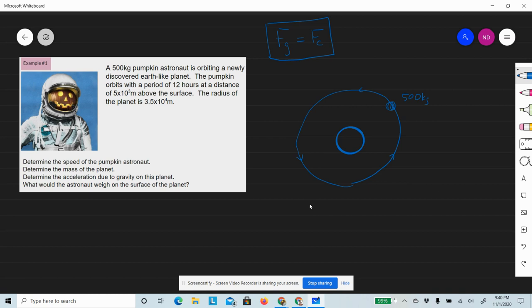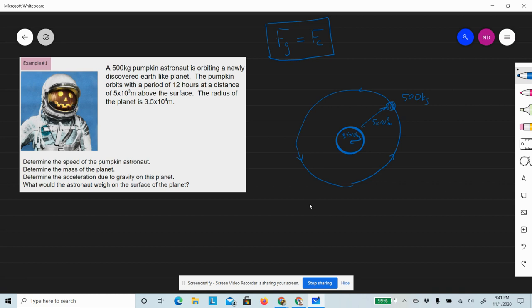And the distance above the surface, well, my diagram is totally not to scale, but here we go. This is 5 times 10 to the third meters. And the radius of the planet, again, this is totally not to scale, is 3.5 times 10 to the fourth meters, which is considerably larger. I didn't draw this thing well at all. All right, and there we go.